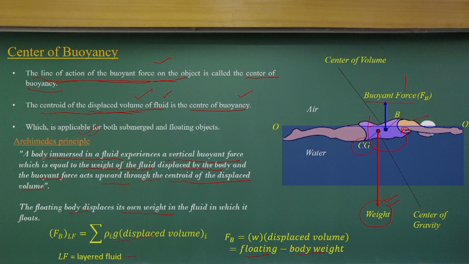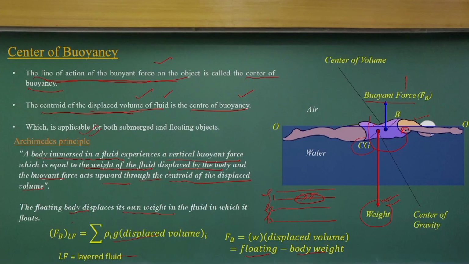But in some cases you can have a layered fluid. That means you can have different types of fluids with different densities, like rho 1, rho 2, rho 3, and an object floating at the interface between two densities. The same concept can be considered, but you have to consider the pressure diagrams. You can find out which part of the volume is displaced by which liquid, and based on that you can understand the problems, which are different compared to the single liquid concept where a single rho value is there. That is quite easier compared to layered fluids.